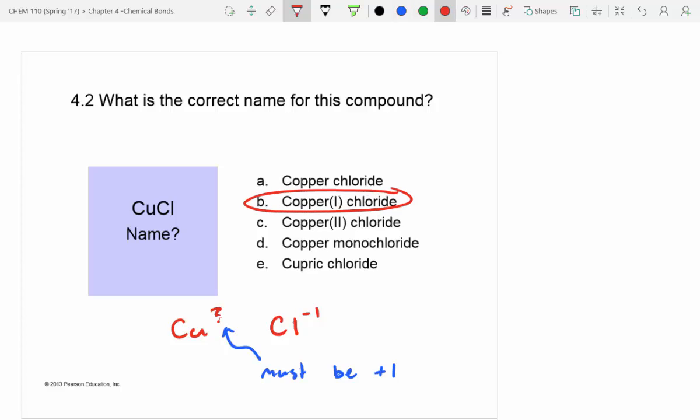Students are really tempted to say copper monochloride, but people will look at you funny if you say that. If you remember, don't use those prefixes unless it's a covalent compound. Let's do another one.